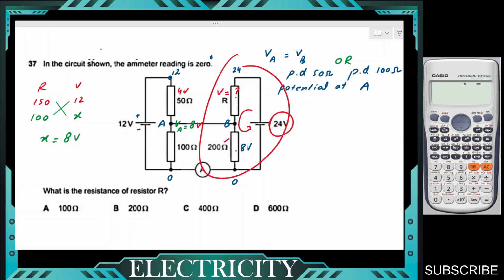24 rupees. And out of that 24 rupees, 8 rupees goes to one of your brothers, and the remaining share has to go to the other one. And the remaining would be 16. So what we write here is there would be a voltage of 16 volts across the resistance R.